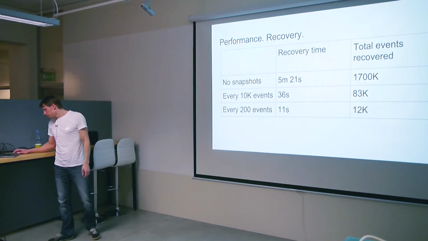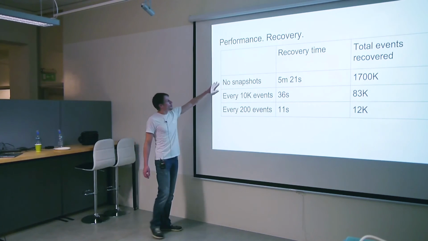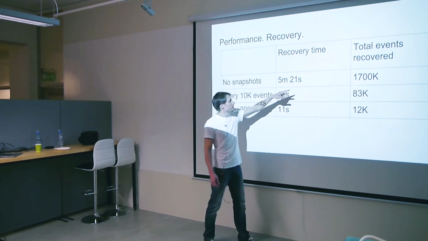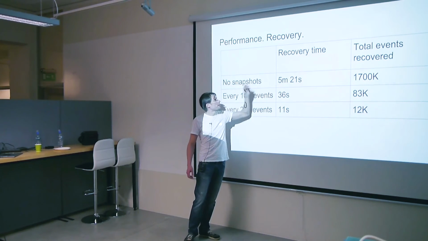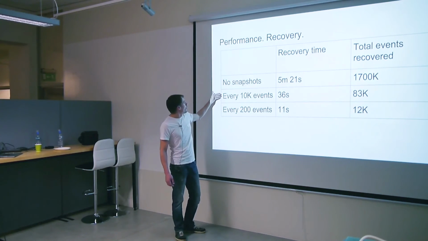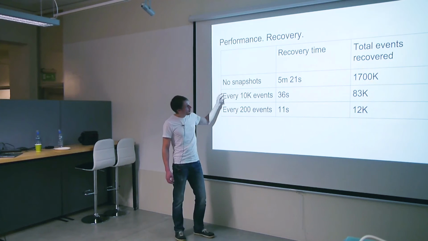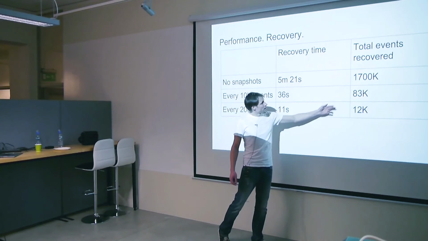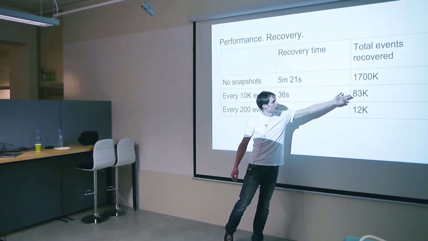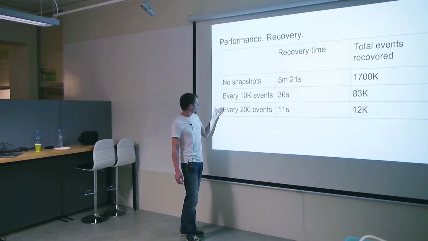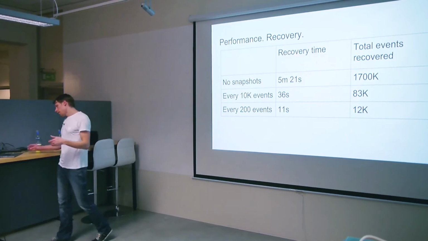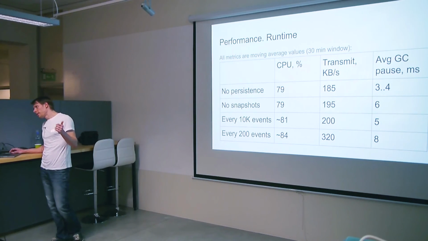But the next slide says that without snapshots, if the event log contains about 2 million records, the system starts in 5 minutes. If there are snapshots that are written every 10K events, pretty rarely, the recovery time drops to 30 seconds because the number of events is a lot less to roll. And of course, with frequent snapshots, it's even faster. So this is only to say that snapshots.